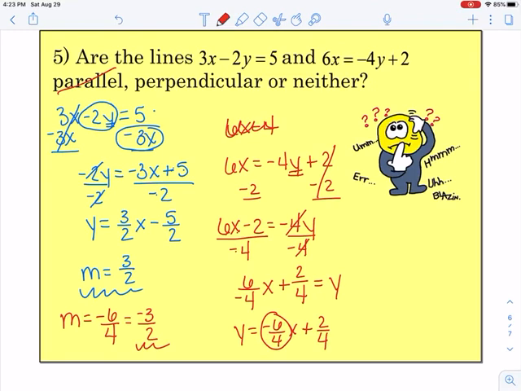So I do have the negative part, but now are they the flip of each other? I have 3 over 2. The flip of that would mean that I'd have to have 2 over 3, and I don't have that either, so they are not perpendicular. So in this case, they are neither. Okay, they don't have equal slopes and they don't have negative reciprocal slopes.